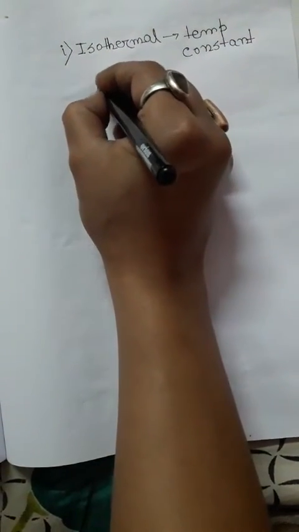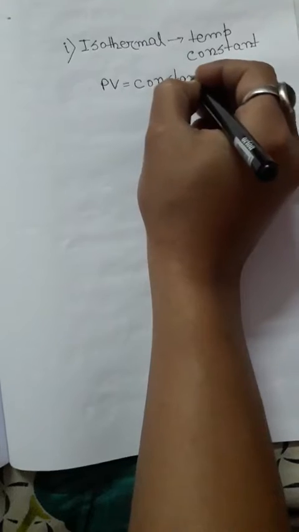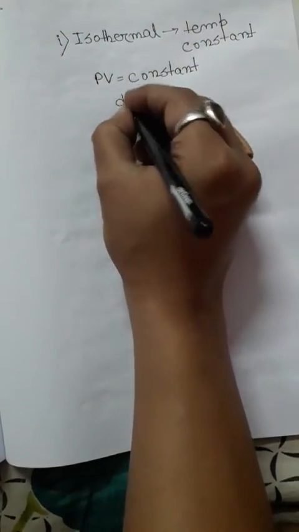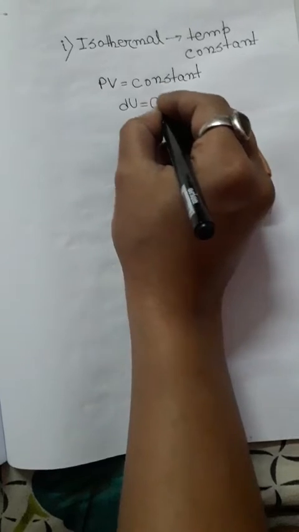We also know that it is a very slow process where Boyle's law holds good. That means PV equals constant. This law holds good and it is a very slow process. Another property of the isothermal process is that there is no change in internal energy, that is dU is equal to 0. Okay.